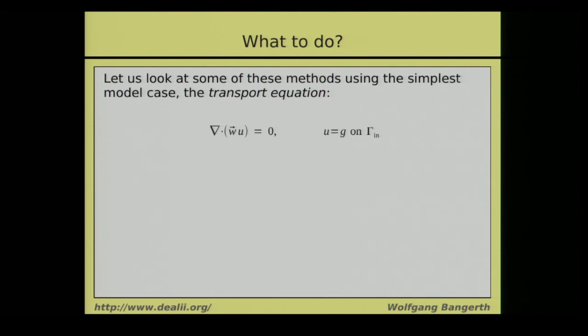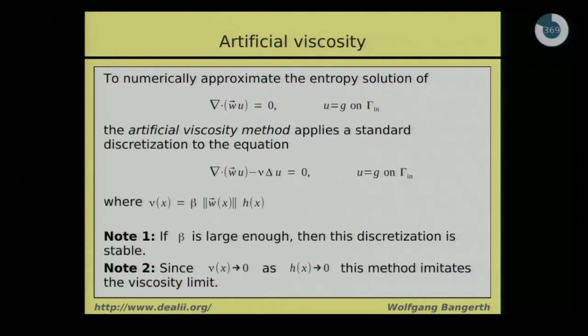So let us take a look at how to do this in practice. We start with the simplest case again, the transport equation. I'm given a wind field W, and I'm looking for a function u that satisfies div(Wu) equals 0 and equals g on the boundary. And I want to solve this with a regularized version where I add a little bit of this diffusion here with a factor nu that corresponds to the epsilon before. And I'm going to choose this nu in the following way. It's a spatially dependent function that I choose as follows.